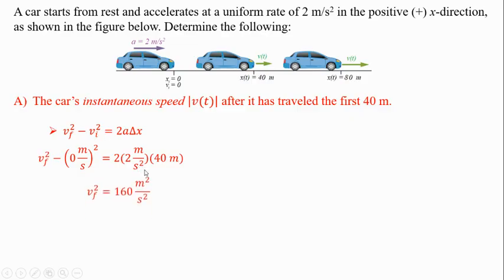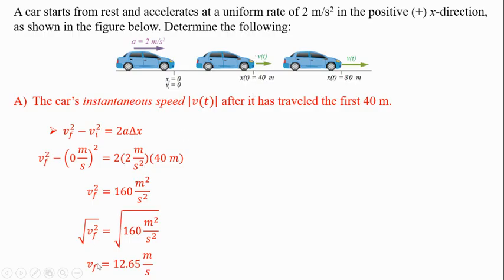So if we simplify the right side, 2 times 2 is 4, 4 times 40 is 160, and then we have VF squared is equal to 160. But to find VF, we would just square root both sides. Therefore, if you do your calculator work, you should get a value of about 12.65. So the car will be moving at a speed of 12.65.